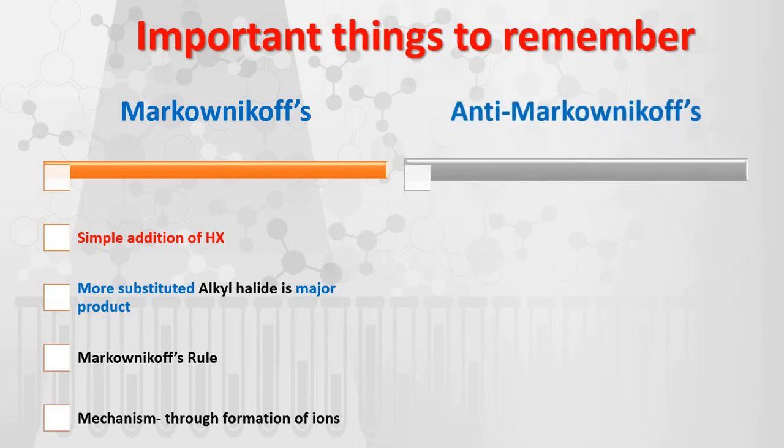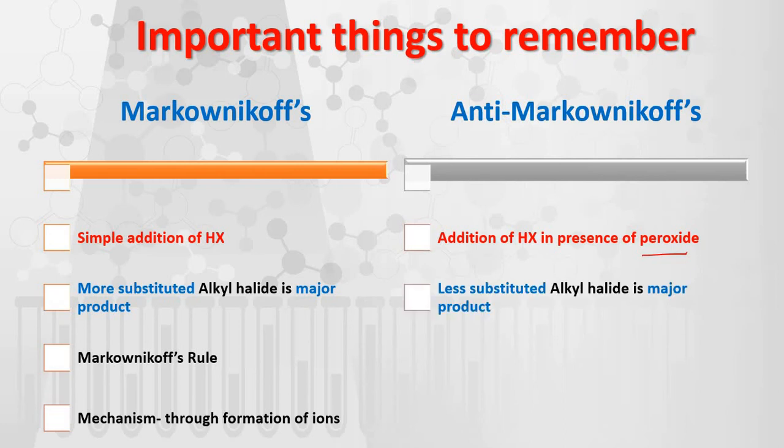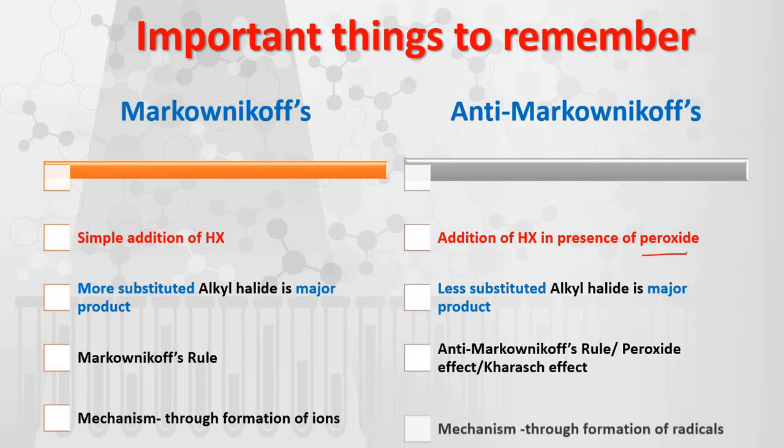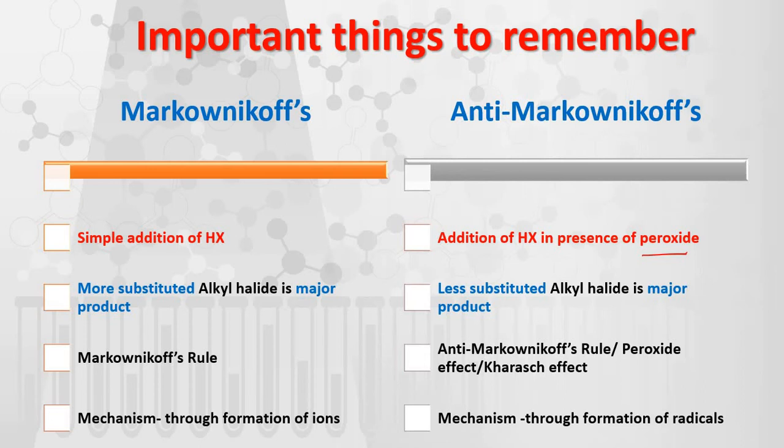For anti-Markovnikov's, it is an addition of hydrogen halide in presence of peroxide, that is, hydrogen peroxide. The less substituted alkyl halide is obtained as the major product here. It is also called the anti-Markovnikov's rule, peroxide effect, or Kharash effect. In this, the mechanism takes place through formation of radicals. So these are some important things that you must know for Markovnikov's and anti-Markovnikov's addition.